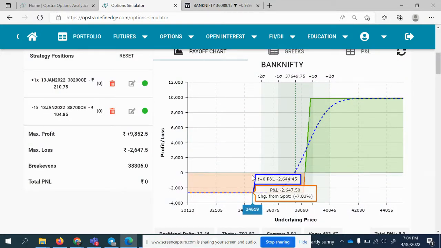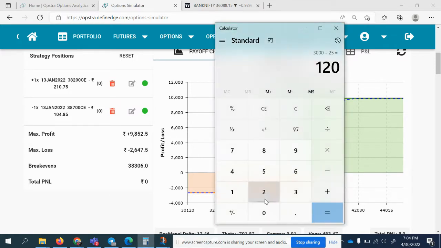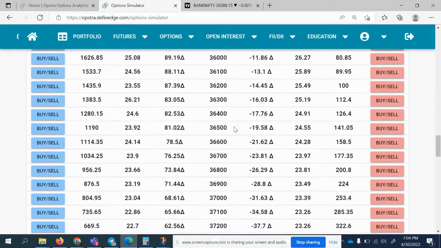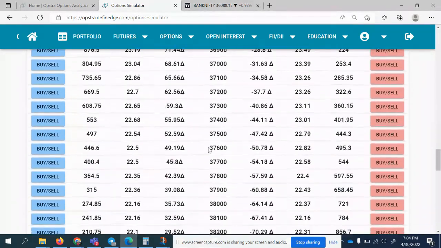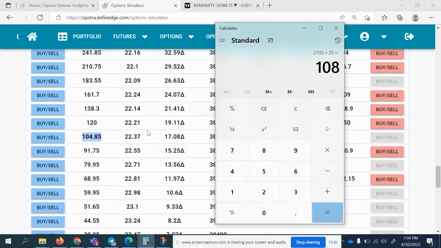So my loss on the downside is 2,700. Let me take the calculator. 2,700 divided by the 25 Bank Nifty lot is 108. So I have to sell one more call worth 108 to minimize this loss. Let me go to the option chain. What was my sold leg position? 38,700. We sold this. Now we have to cover 108.